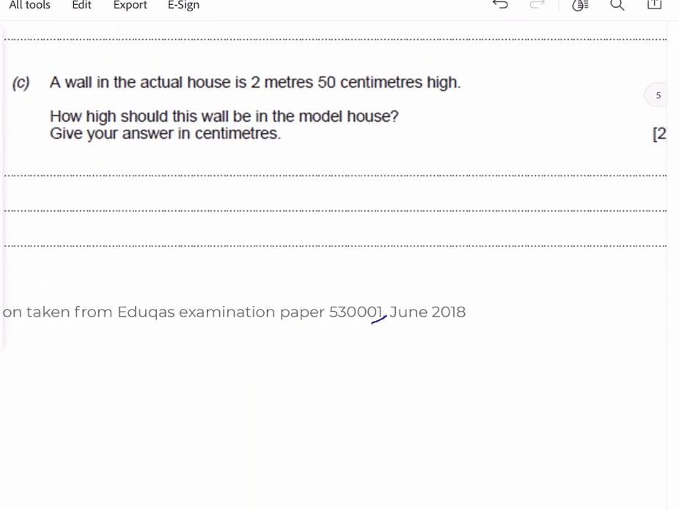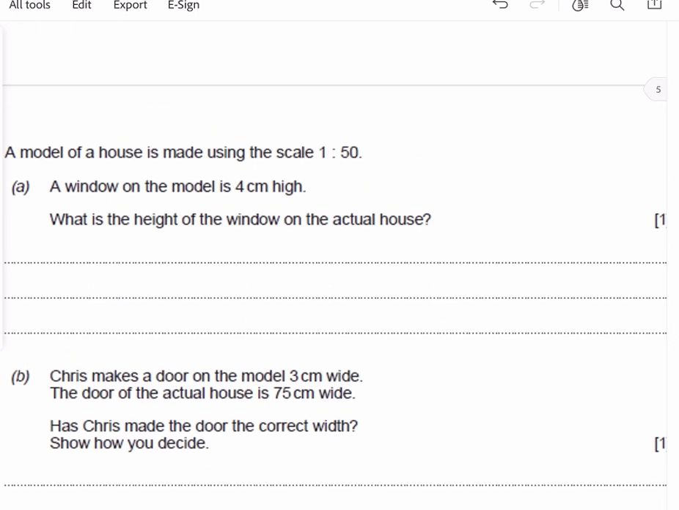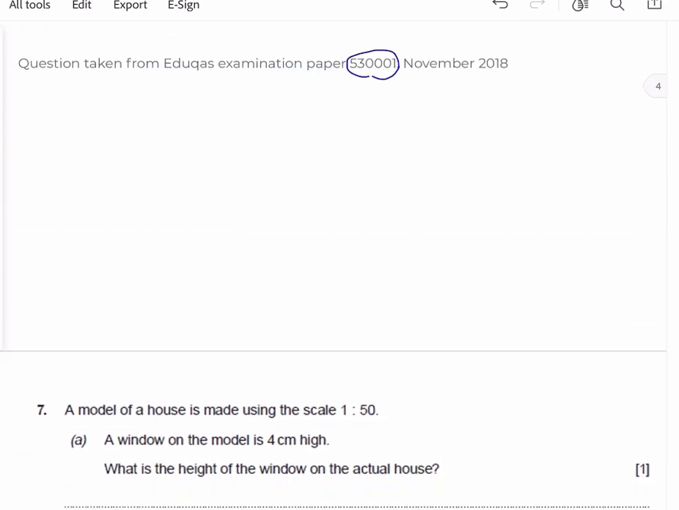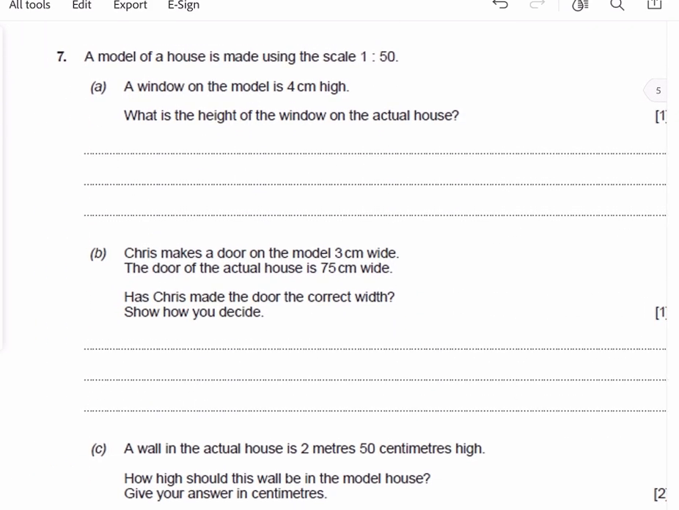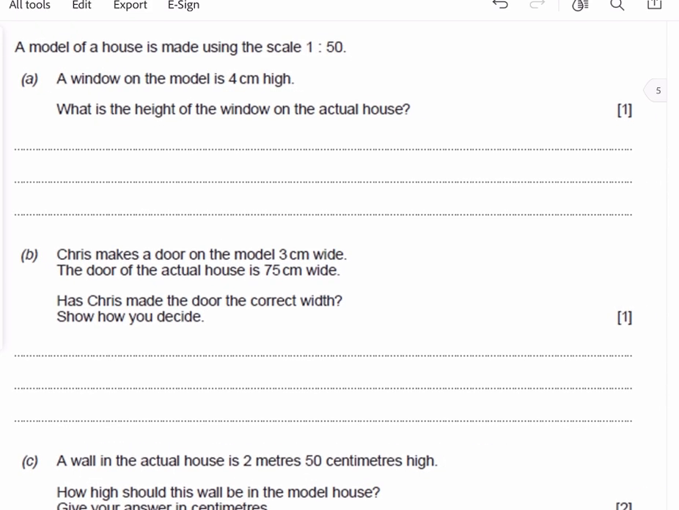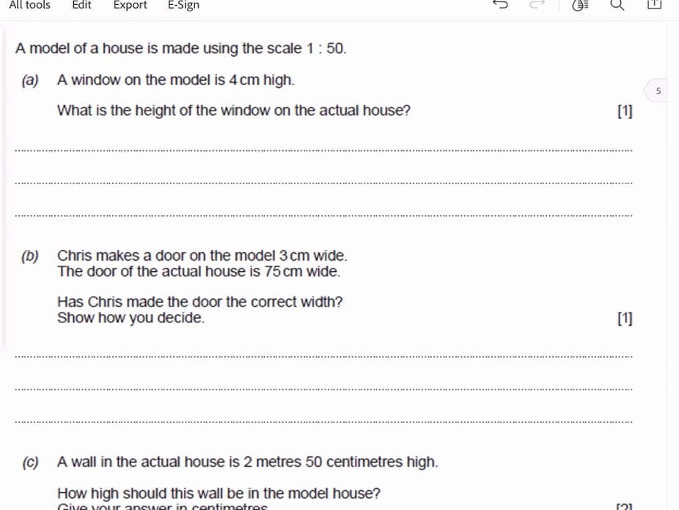Okay, we're looking at the more questions now. They are from non-calculator paper. So this question is on the scale. A model of a house is made using the scale 1 to 50, and the window of the model is 4 centimeters high. What is the height of the window on the actual house? So make sure you understand the ratio. The scale 1 to 50 means for every 1 centimeter on a scale you get 50 centimeters in real life, or in other words, a real size is 50 times bigger.